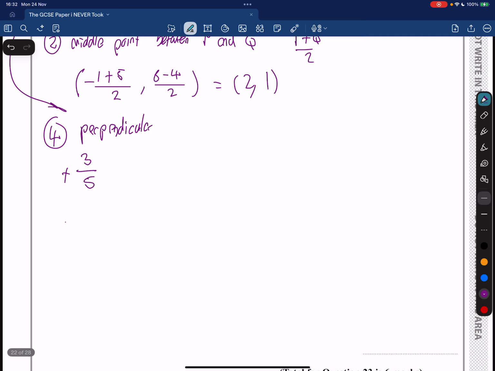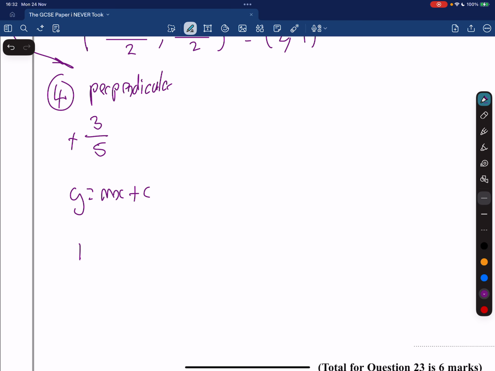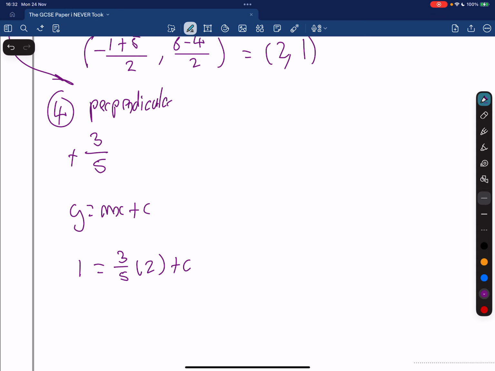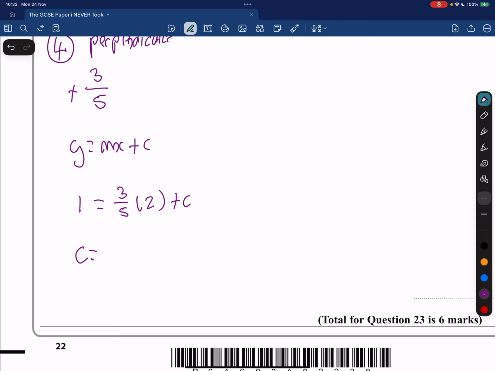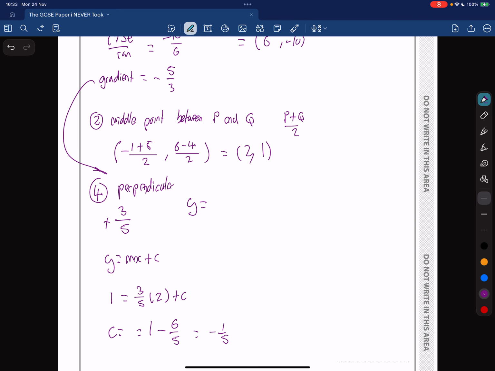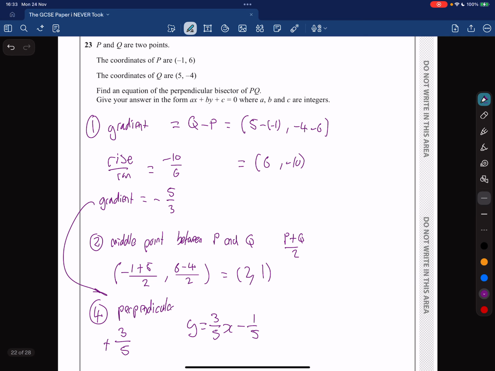So now we've got y is equal to mx plus c. We have 1 is equal to 3 over 5 times 2 plus c. We're looking for c. C is equal to 1 minus 6 over 5. Being lazy again, I'm using the calculator because I can. So it's equal to minus 1 over 5. So what we've now got is y is equal to 3 over 5x minus 1 over 5.